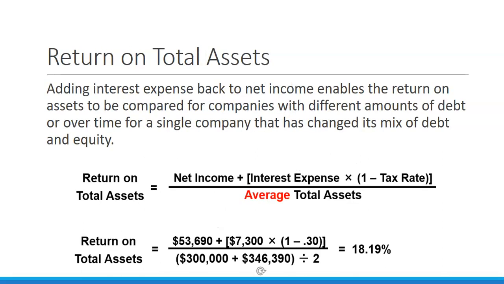Our return on total assets. This is net income plus interest expense times 1 minus the tax rate, divided by average total assets. So we add interest expense back to net income to show how the return on assets looks, comparing the amount of debt over time for a single company that's changed this amount of debt and equity. So that's one of the reasons that we add the interest expense back, but we also want to make sure that we adjust that interest expense for taxes.